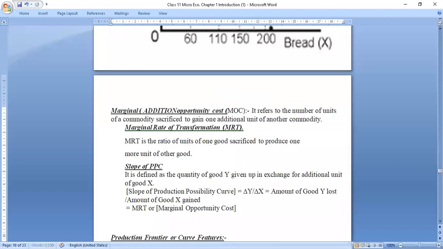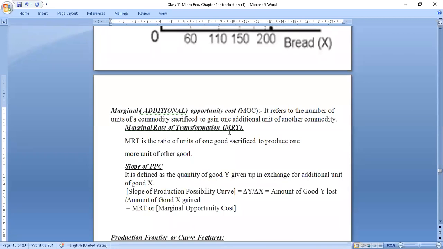Wherever you see the word marginal, it means additional. It refers to the number of units of a commodity sacrificed to gain one additional unit of another commodity. Means, to gain one unit of a product, how many units of the second product you sacrificed, that is known as marginal opportunity cost.